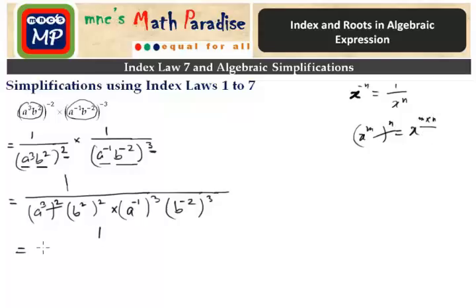So we have 1 divided by a to the power 3 to the power 2. This 3 and 2 will multiply, so we get 3 times 2 is 6. Then 2 and 2 will multiply: here b to the power 2 to the power 2, so this power will multiply. So we will get b to the power 4 times a to the power -1 and 3.